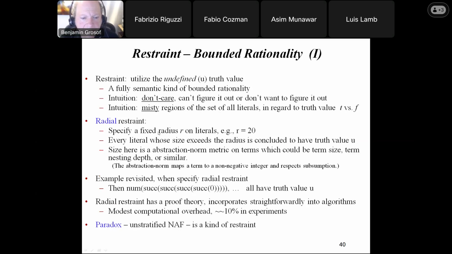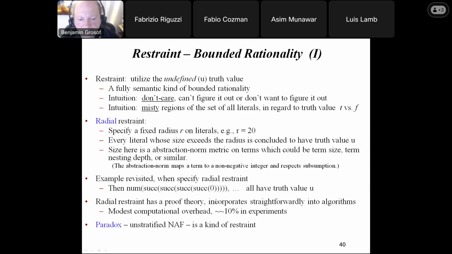And in radial restraint, you have a fixed radius. Every literal whose size exceeds the radius is concluded to have misty truth value, in other words, undefined truth value, written U for short. The size here is just an abstract norm metric on terms, could be term size, term nesting depth, or similar. So, for example, if we set the radial restraint radius to be 3, then whether successor of successor of successor of 0 is a number is just left as undefined.